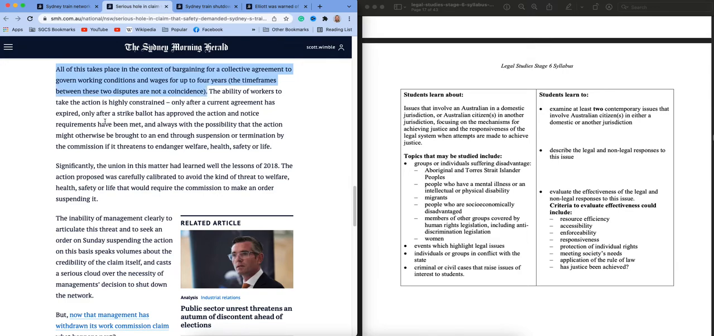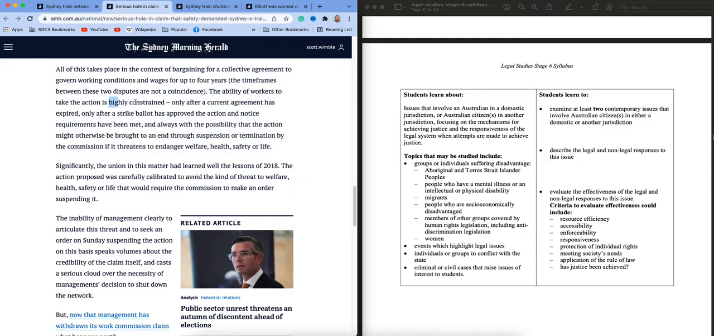The ability of workers to take this action is highly constrained. Only after a current agreement has expired, only after a strike ballot has approved the action and notice requirements have been met, and always with the possibility that the action might otherwise be brought to an end through suspension or termination, as happened. So note that what she's saying here is you can't just call a strike the night before. That's not how it works.